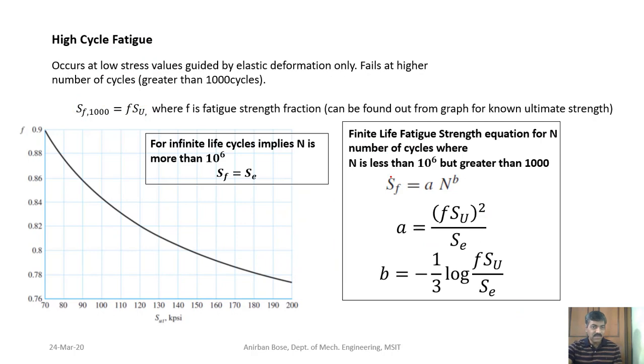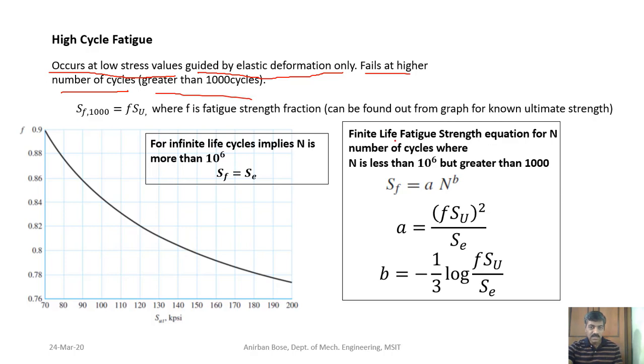Now for the high cycle fatigue, what are the important properties? They occur at low stress values, that we have already seen, and they are guided by elastic deformations only. Since they have low stress values, below the yield point, there are only elastic deformations, and it fails at a higher number of cycles, and that is why the name is high cycle fatigue. And it is greater than 1000 cycles, that you have already seen.